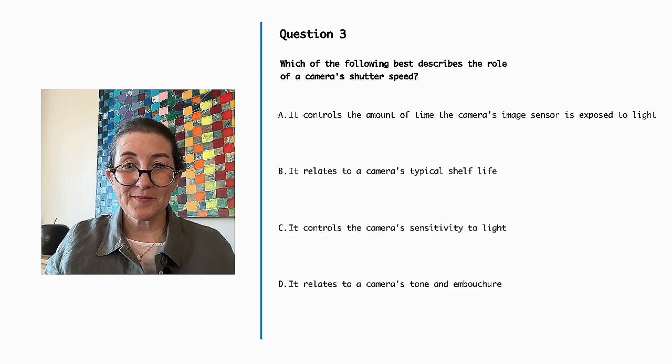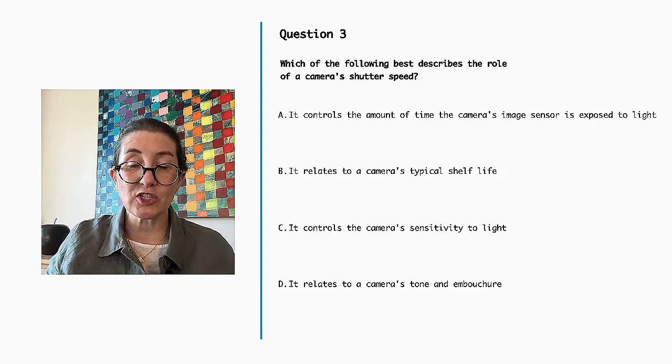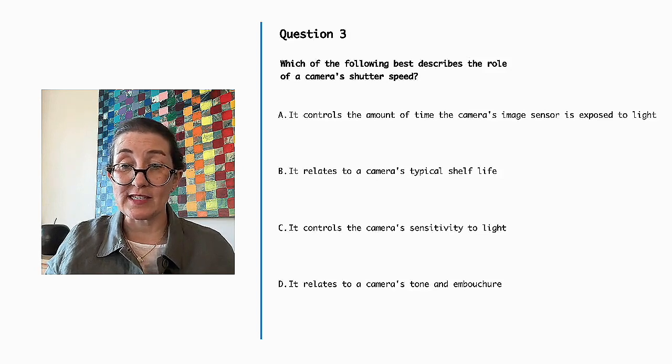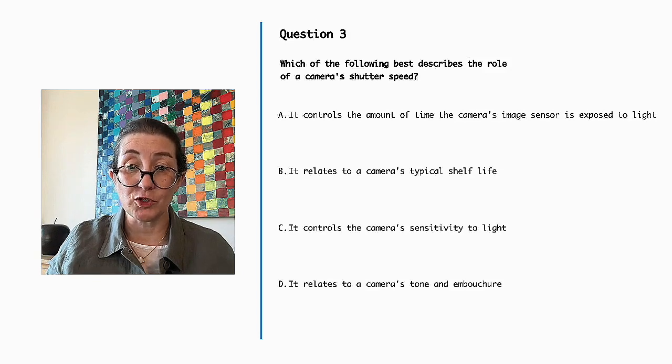Question number 3. Which of the following best describes the role of a camera shutter's speed? It controls the amount of time the camera's image sensor is exposed to light. It relates to a camera's typical shelf life. It controls the camera's sensitivity to light. Or it relates to a camera's tone and embouchure.